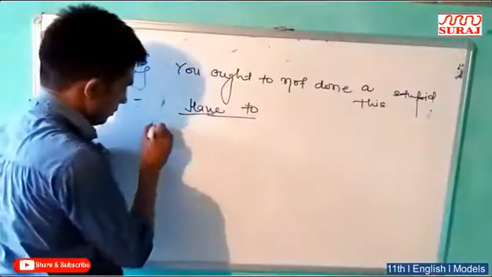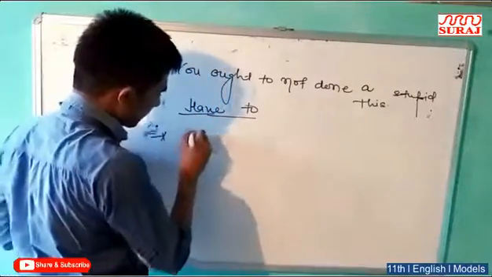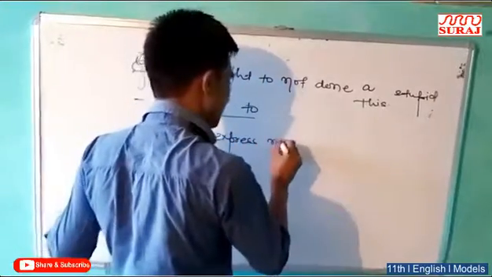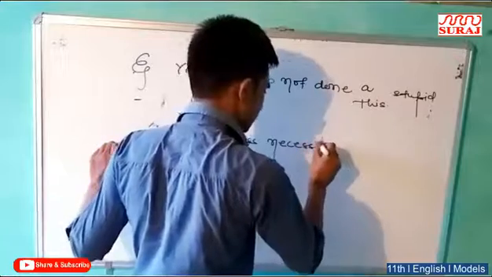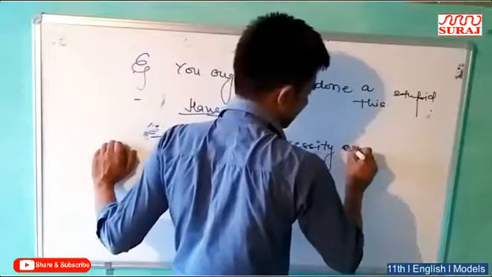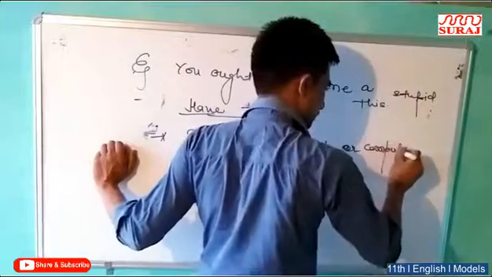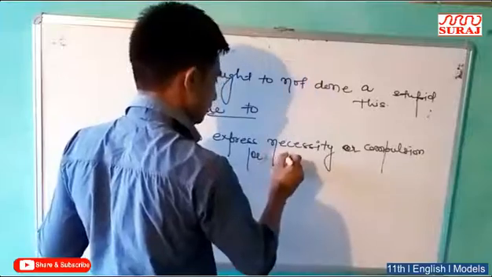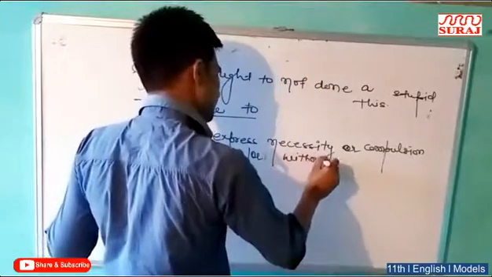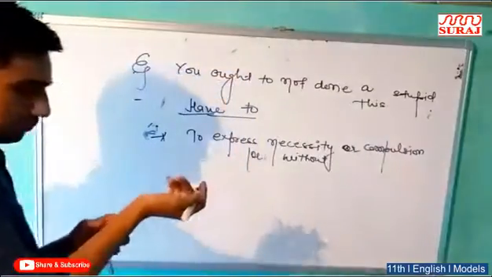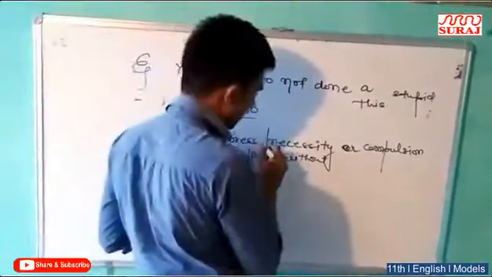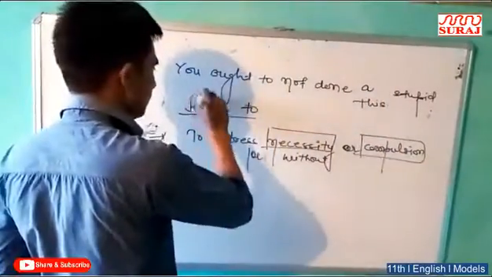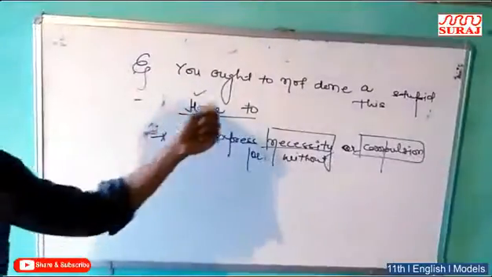For example, to express necessity and compulsion. Necessity or compulsion. It means whenever we express any necessity and compulsion, in this condition we also use a modal. The name of the modal is "have to".